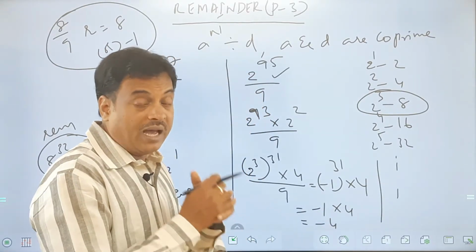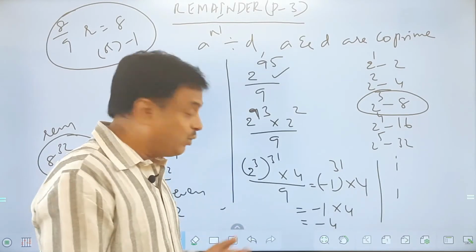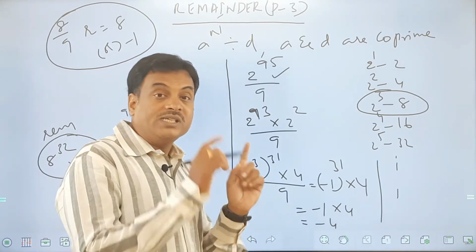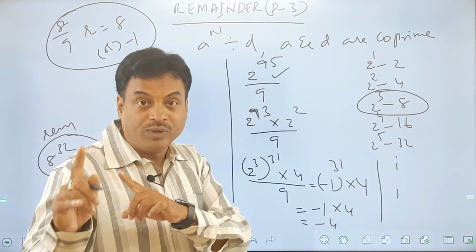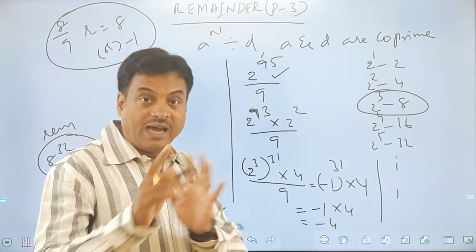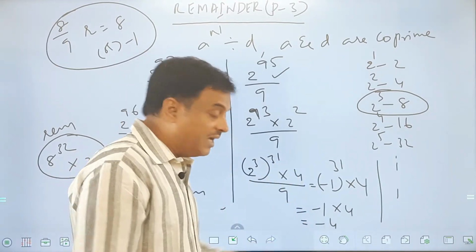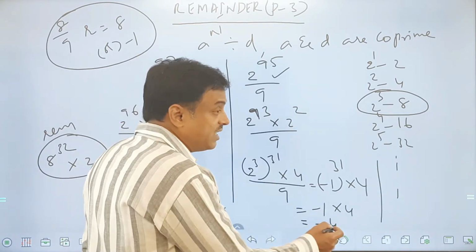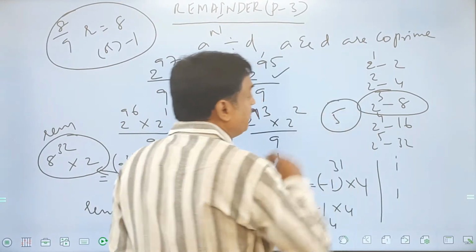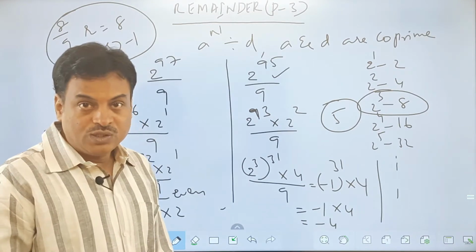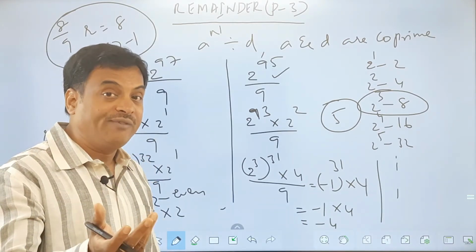But since my answer cannot be negative, I have to get a possible remainder for 9, which is 0, 1, 2, 3, 4, and so on up to 8. So 0 to 8 has to be my answer, not negative. So finally what I do is 9 minus 4, and 5 is my ultimate answer in this case. So please understand the importance of negative remainders.